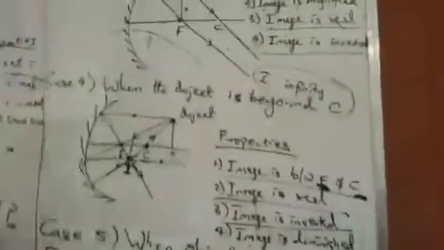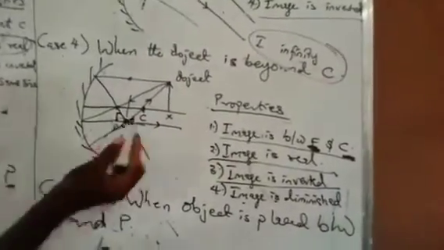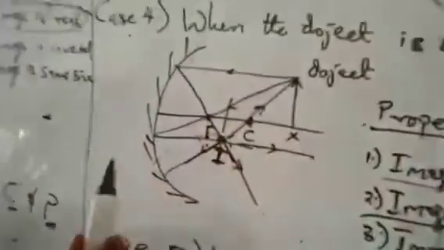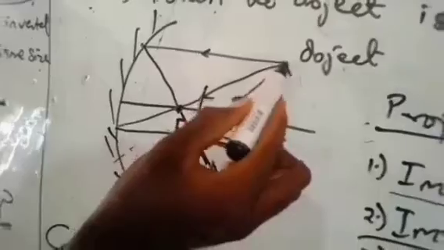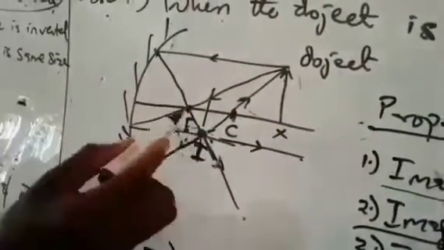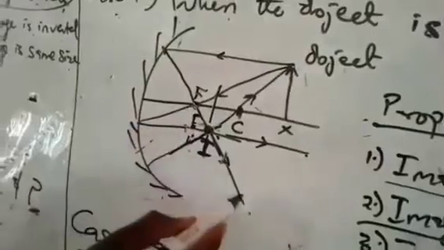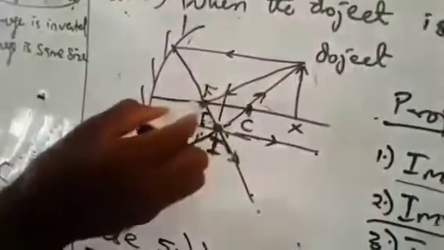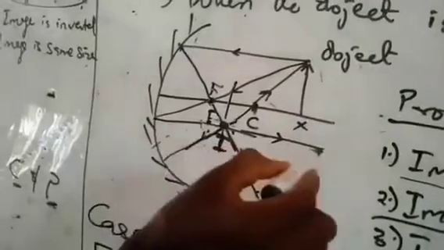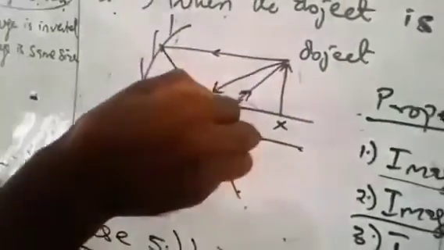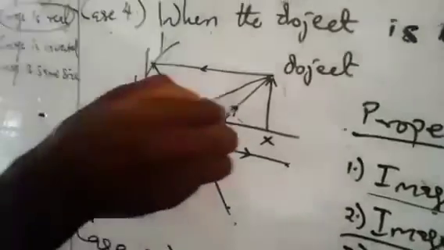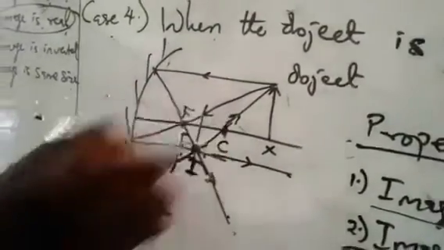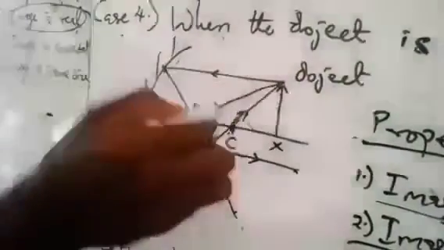Now the fourth case says when the object is beyond C, when the object is placed behind or beyond the center of curvature. I want you to look at the three rays of light that we use to show this principle. One, the ray of light moving from the object struck the mirror and reflected through the principal focus F, reflected downwards. The second one that passed through the principal focus also reflected downwards. And then the last one that passed through the center of curvature went to the reflecting surface and returned through the same center of curvature.